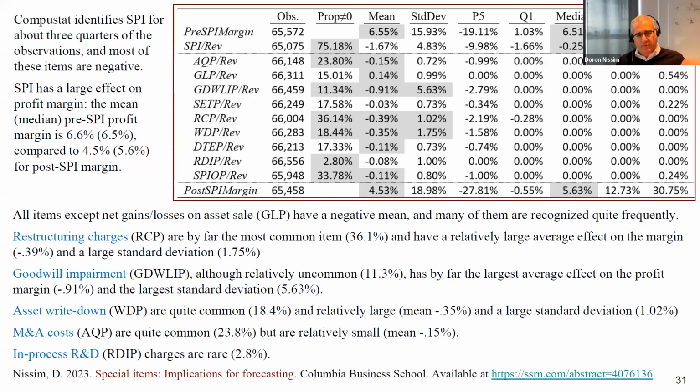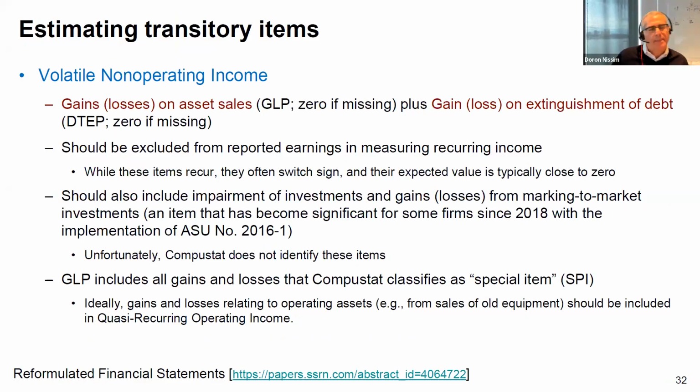So these are the different items that we have. In this study, I look at the way that these things behave and their implications for future pre-tax margin, pre-special items margin, and what they are correlated to. After a lot of analysis, and I hope you will take a look at this study, I reached the conclusion that probably the way that you want to do it is as follows.